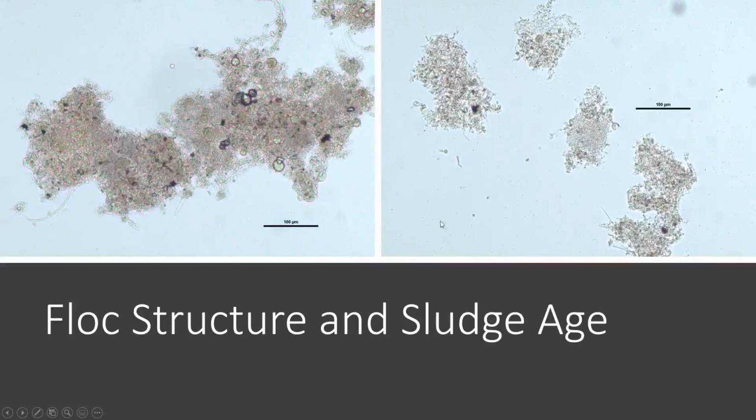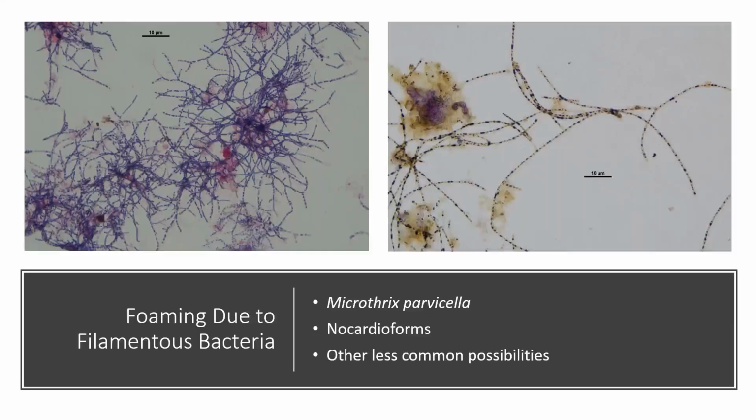So you can look at these kind of things, and once you start seeing the form of the flock, you can get an idea of what sort of operational changes might be needed in order to correct the issue. Now, typically when we see pin flock, you might assume your sludge age might be getting a little high, you might have a toxicity issue occurring, or you might actually be over aerating and breaking up your flock, something we've seen a number of times.